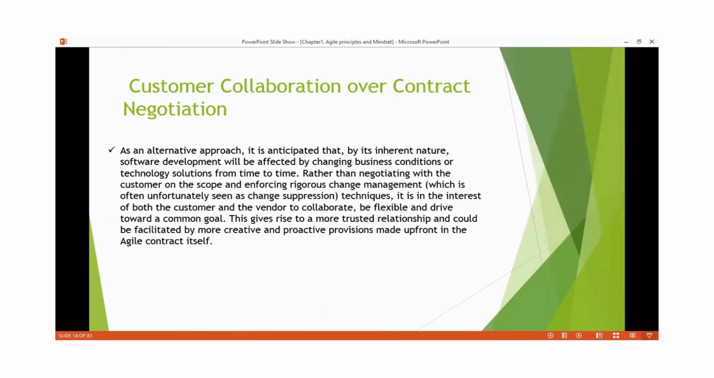So as we stated in customer cooperation, by nature you need to have collaboration with the partners so that it makes it smooth and easy to deliver software that satisfies the stakeholders.